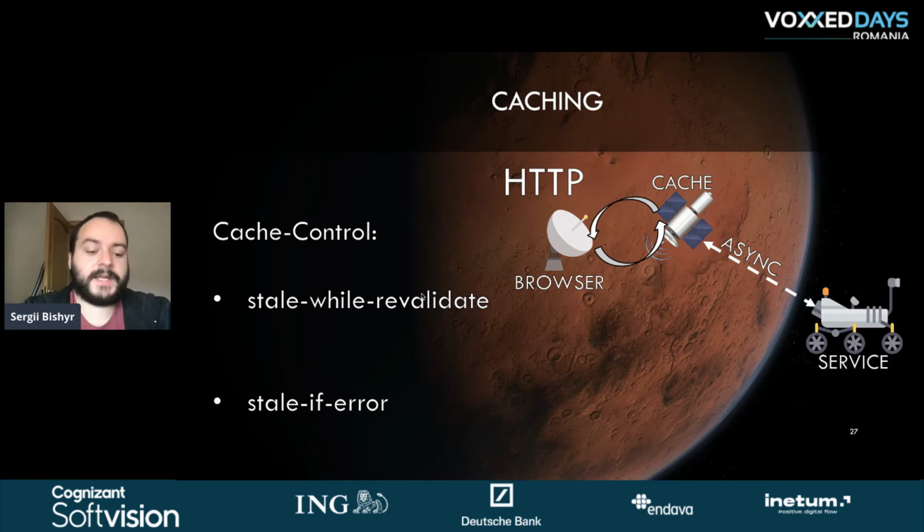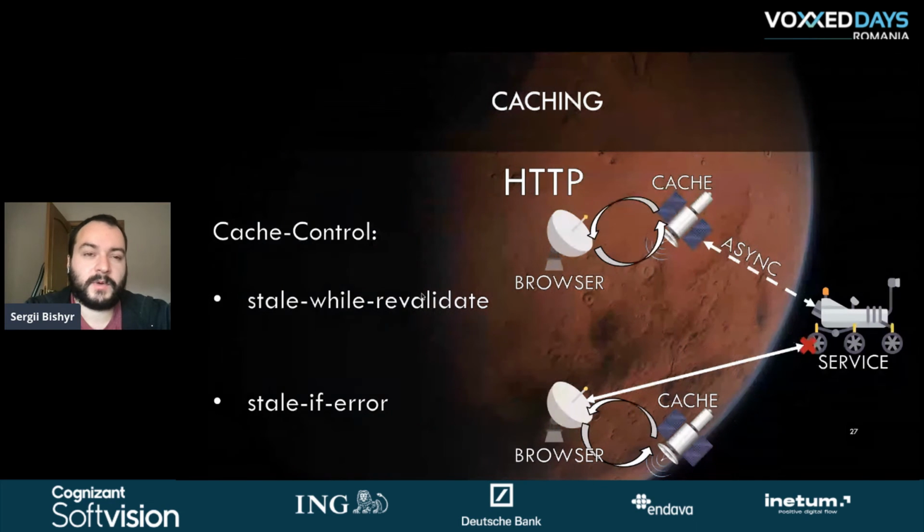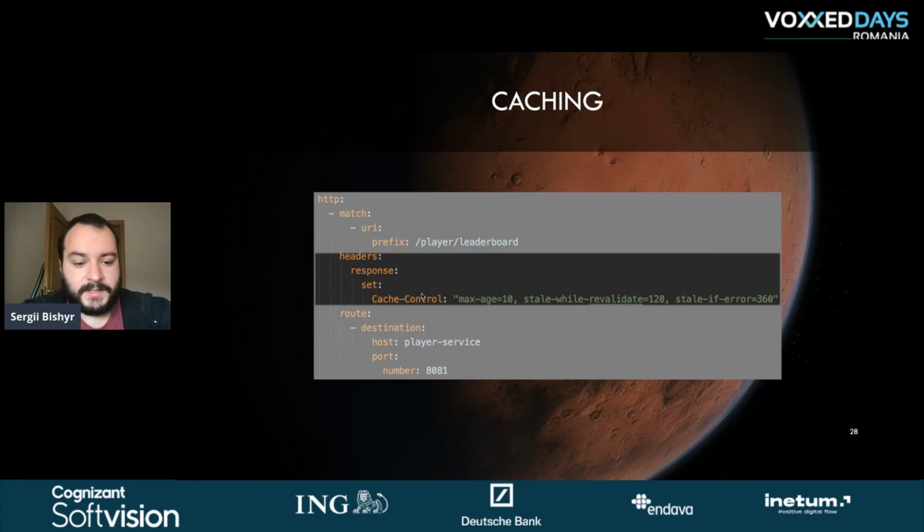Another option is stale-if-error. So this makes the browser, in case of receiving an error from the service, get the old stale results from cache. So this could help us with the leaderboard, which was sometimes with error. So we might display the old results instead of showing the errors to the users. This is how the configuration would look like, just to set up the headers for Istio to every response.